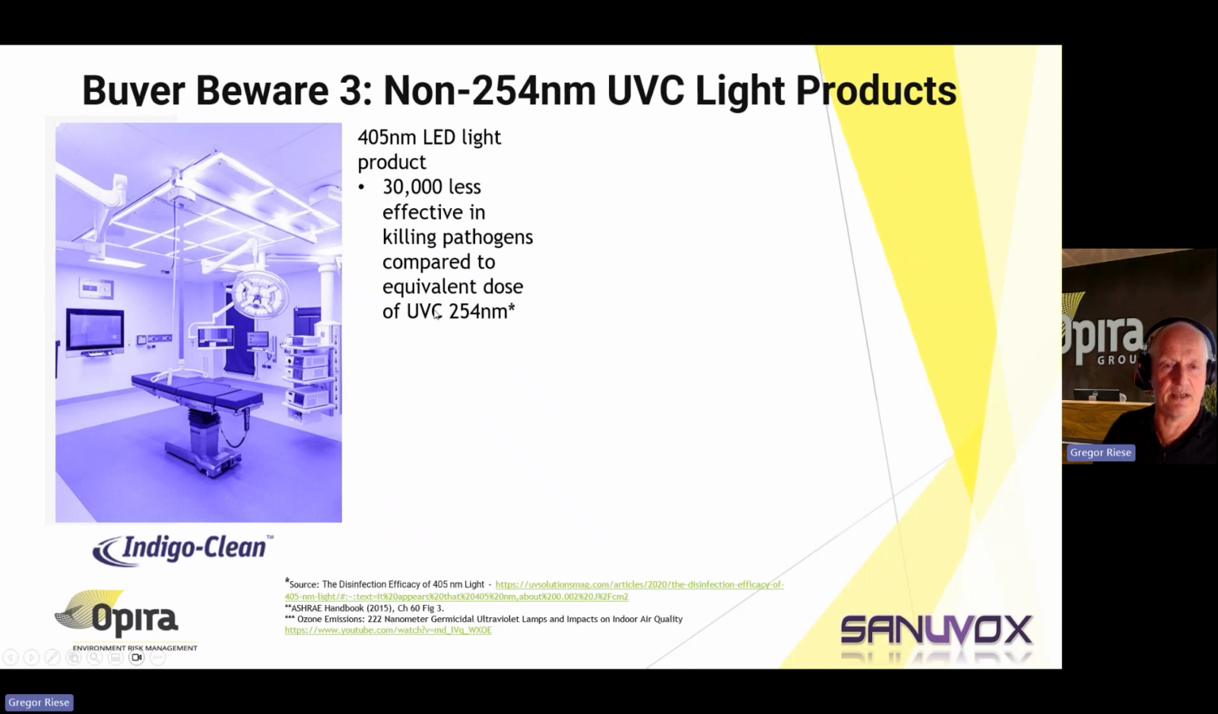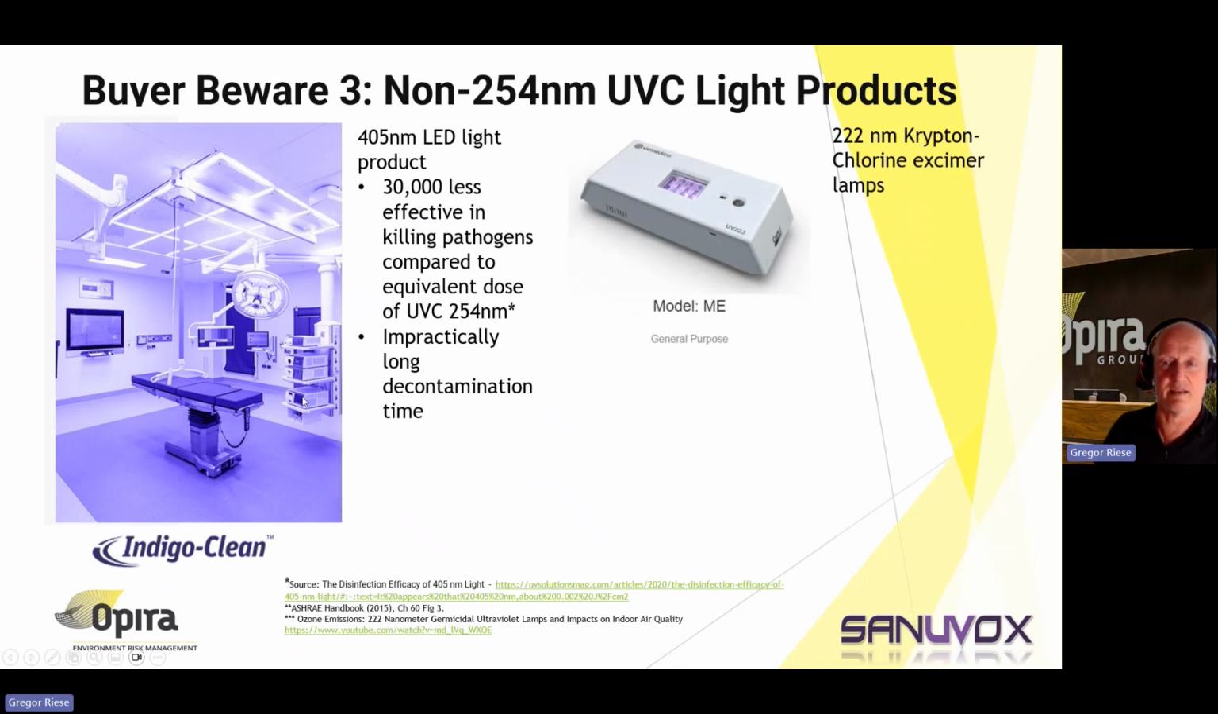By our calculations, looking at the active power of 405, it's 30,000 times less effective at killing pathogens compared to the equivalent dose of 254, and you need to shine that light for a very, very long time to decontaminate. Sunlight is more effective. Another product on the market, a very interesting one, is not an LED, but it's like an LED, and it puts out UV at 222 nanometers.